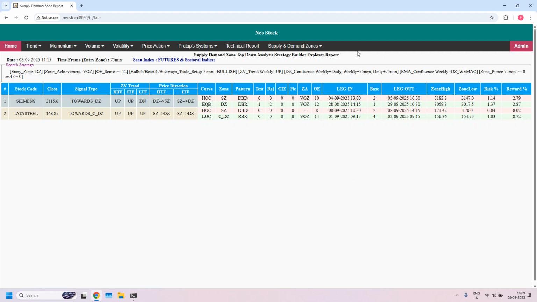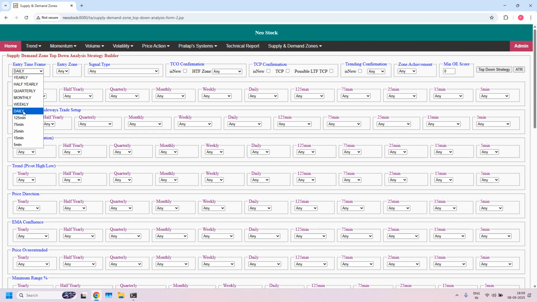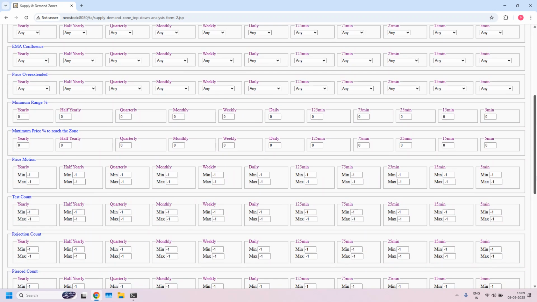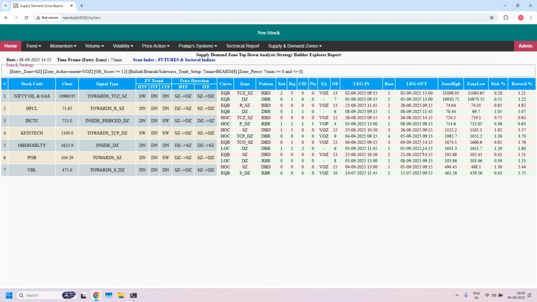Next, I will generate bearish weekly income trade, bearish trade setup. Entry time frame 75 minutes, entry zone, supply zone, bullish or bearish at 75 minutes. I am selecting bearish zone achievement, violated opposing zone, minimum odd and enhanced score 12, and also the 75 minute supply zone should not be pierced. So in the pierced count parameter at 75 minutes time frame, minimum value is 0, maximum value is 0. So with these filters, we got 7 stocks.